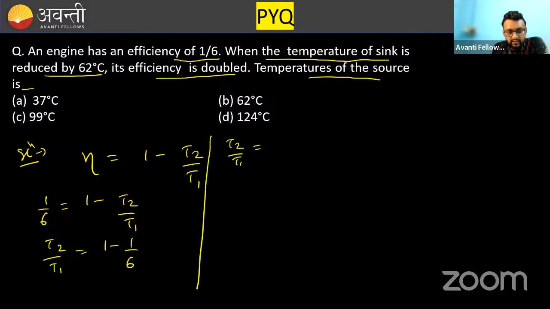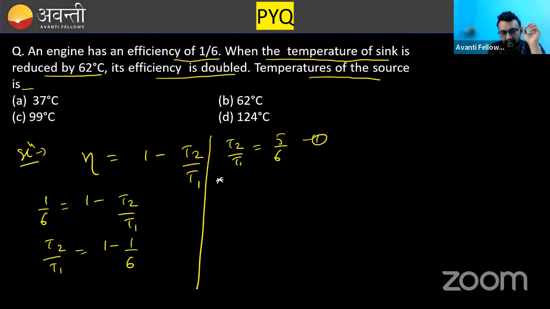T2 by T1 is 5 by 6. Let it be equation number 1. Now, in the next statement, it says the temperature of the sink is reduced by 62 degrees. Now, if I change the color of the pen, what will it be? Again, the efficiency will become double.